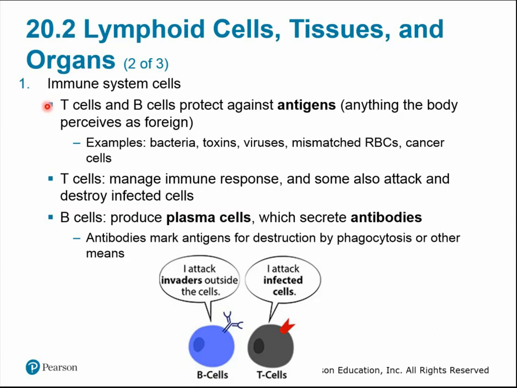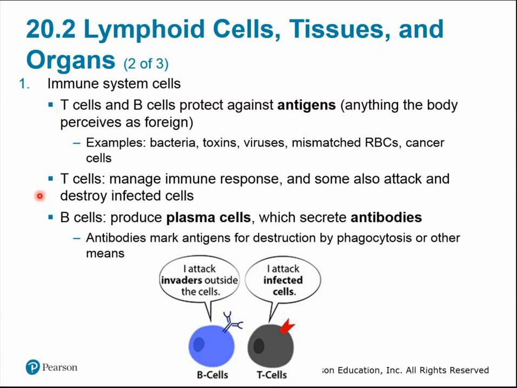So these lymphocytes, these T cells and B cells, are going to work to help protect our bodies against antigens. Right? So an antigen is short for antibody generating. So basically anything the body perceives as foreign that's going to trigger an immune response. So things like bacteria, viruses, mismatched blood transfusions, cancer cells, right, will all be detected by these immune system cells.